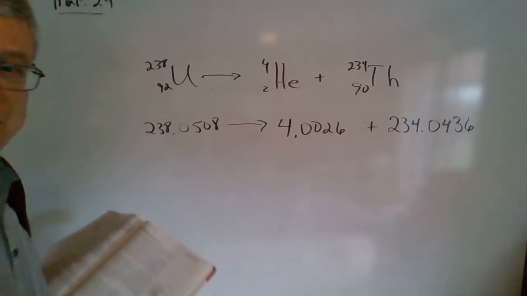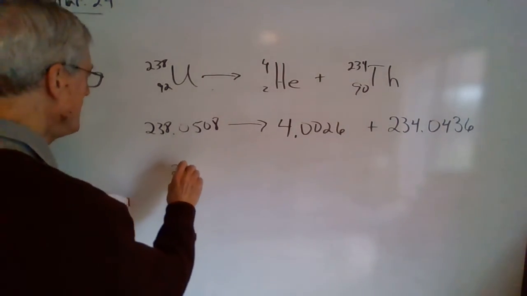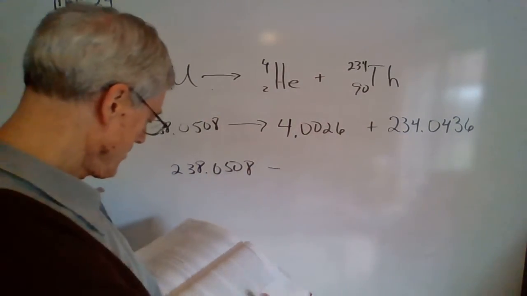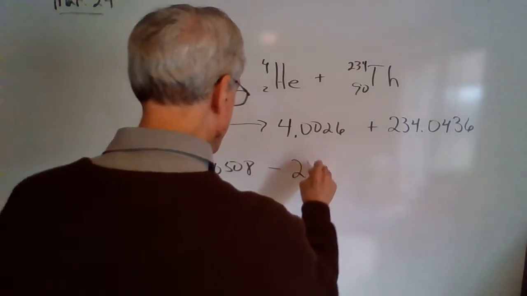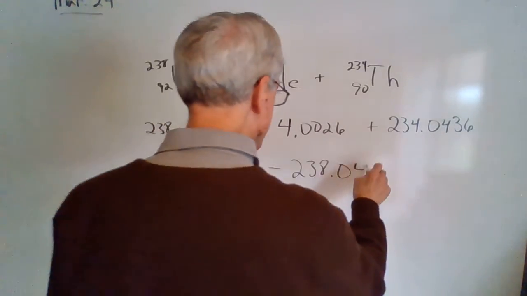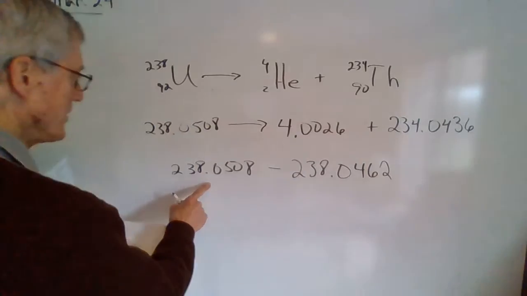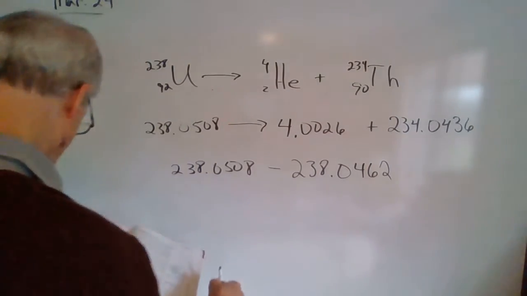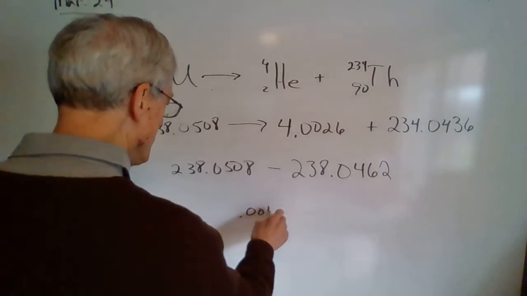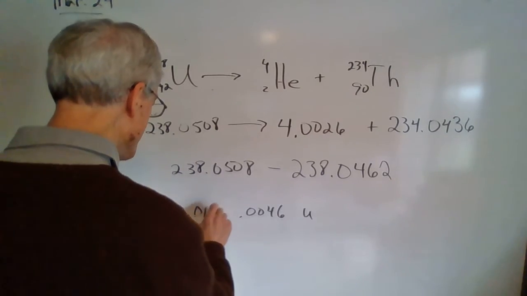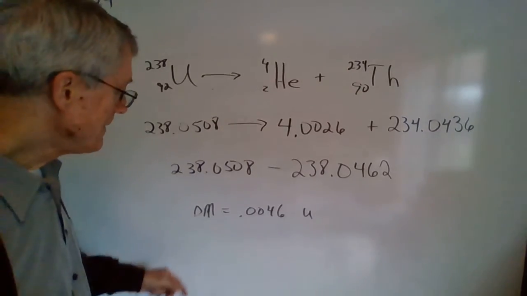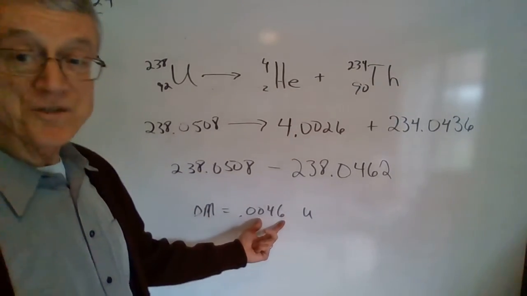There is a mass defect in this reaction. And if you subtract, 238.0508 minus these numbers added together, which are 238.0462, you can see this is a little bit more than that, and the difference is 0.0046 u's. That's the amount of matter that was lost. That's the mass defect in this nuclear reaction. That means there's some mass that disappeared.